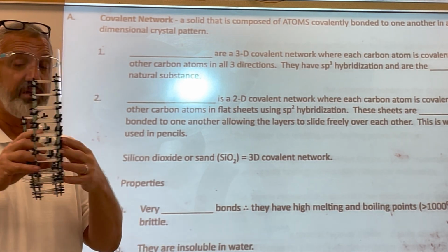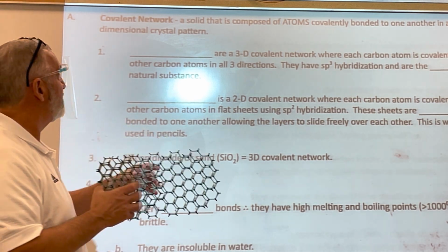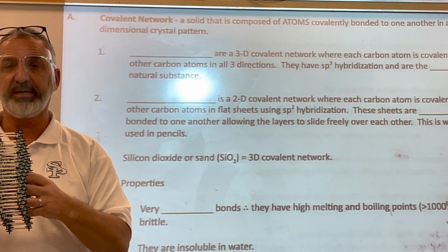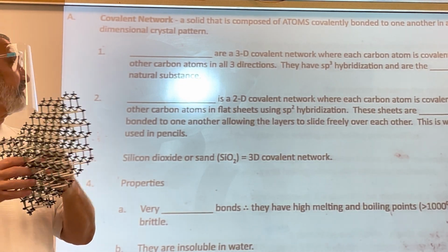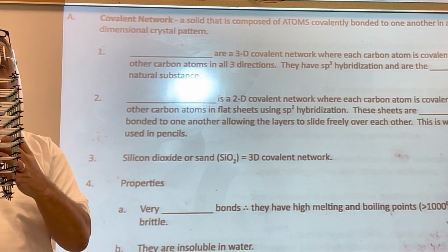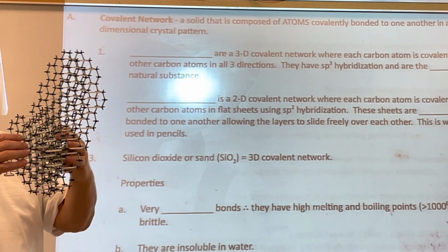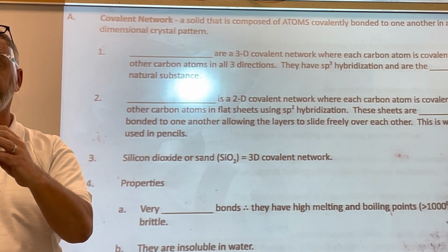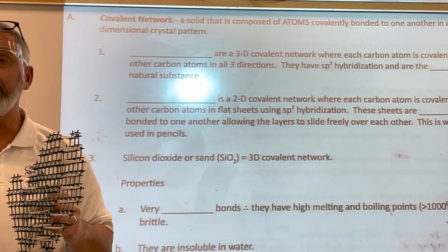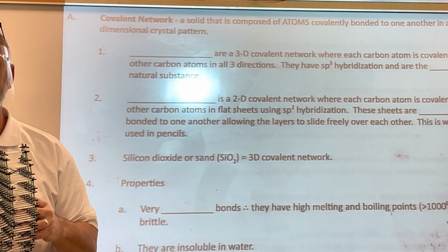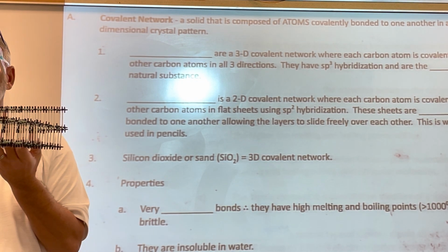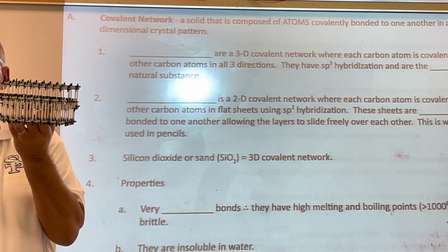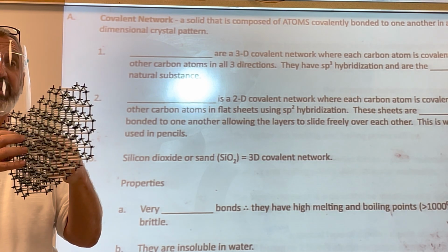Diamonds have sp3 and are the hardest natural substance, so I did say that. Graphite is a two-dimensional covalent network. It's bonded to 3 others in trigonal planar. It's flat. You can see the layers. Now in sp2 hybridization, remember there's a p orbital non-hybridized. The p orbital is always perpendicular to the plane. The white sticks in here are the p orbitals that weakly bond the layers to one another.